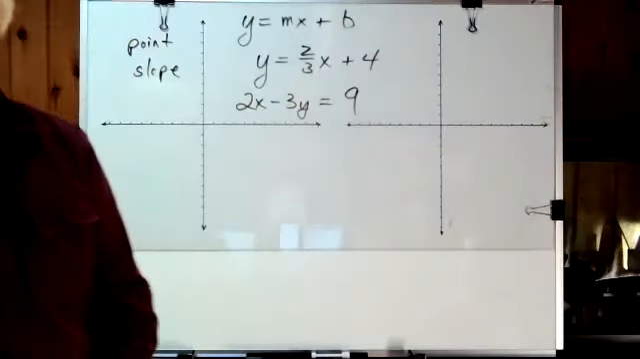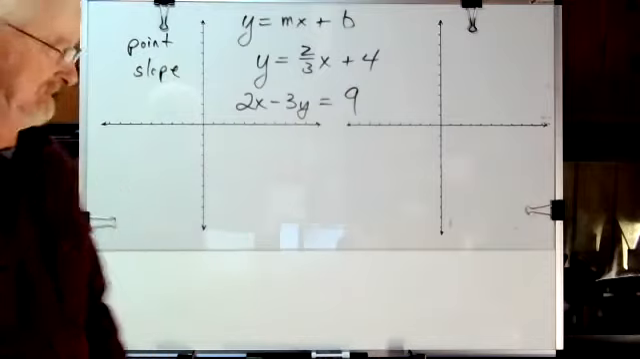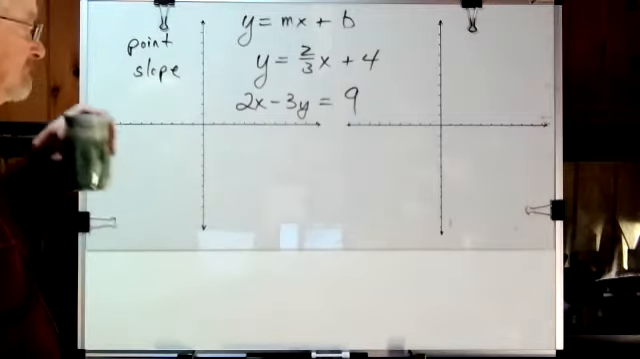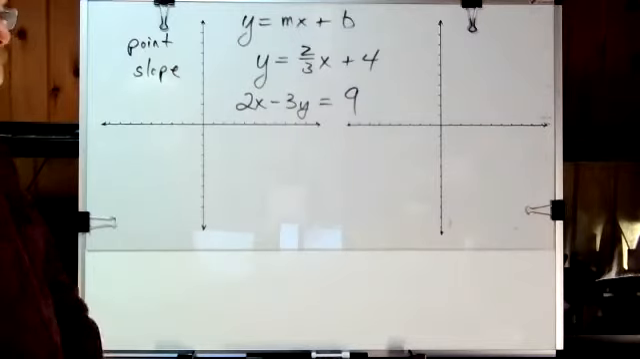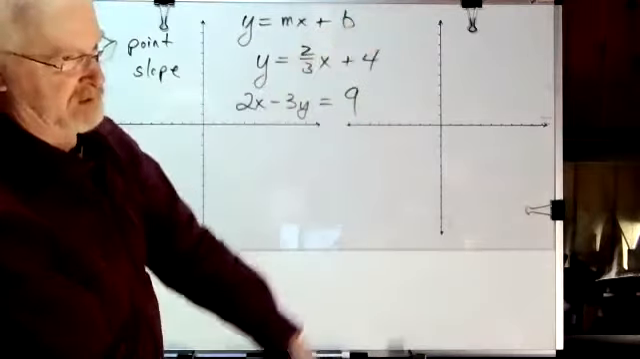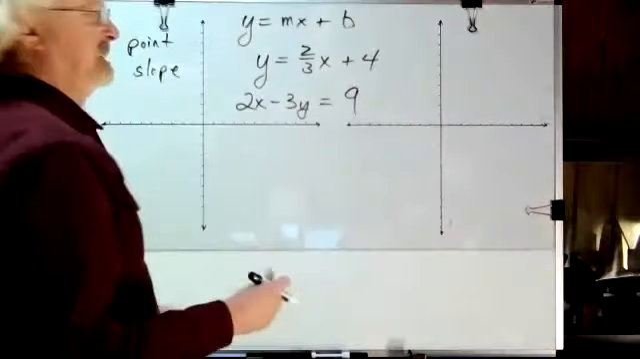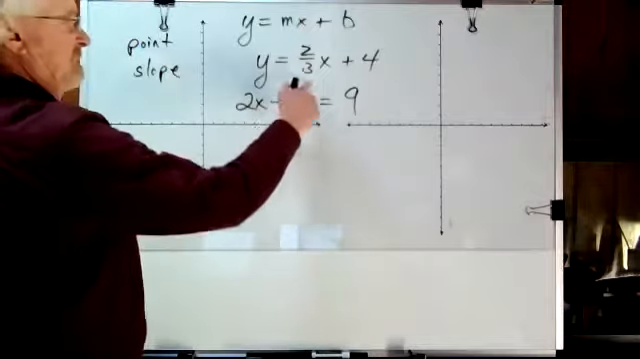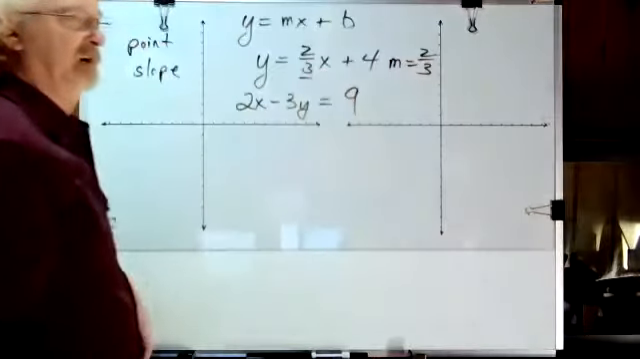Are those two lines parallel or perpendicular or neither? Maybe there's nothing special about them. Maybe I made it up wrong. What's the deal with parallel lines? Same slope. So I need to figure out what the slopes of these two different lines are. This one is easy, 2/3, there it is. There's my m value.